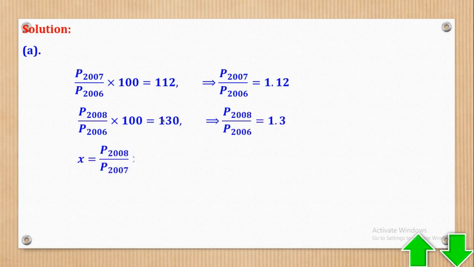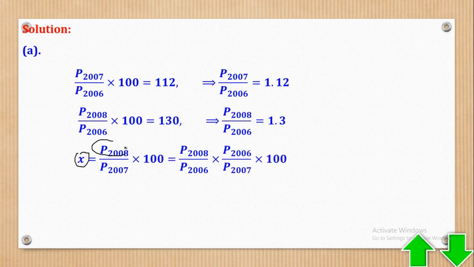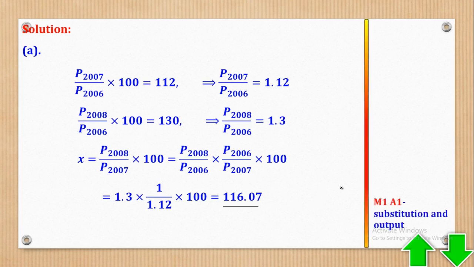Now by chain rule we shall be able to get the value of X, because the value of X is equal to price of 2008 over price of 2007 multiplied by 100. Now if we introduce in the 2006, it means that we shall first write 2008 over 2006 multiplied by 2006 over 2007. Then we can substitute and be able to come up with the answer which they wanted. So M1 is for substitution, A1 is for the output.